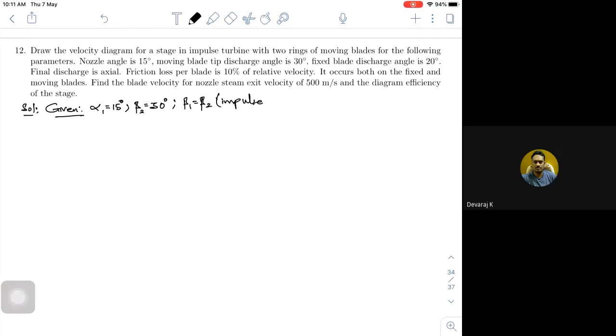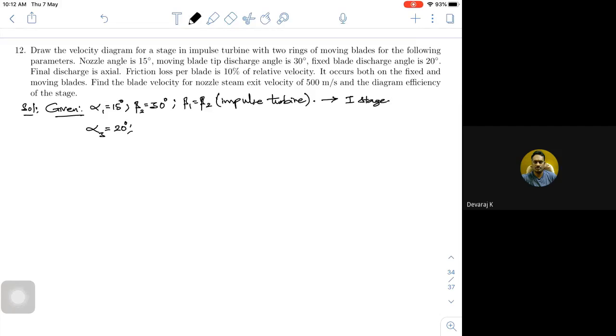Okay. Then it enters the next stage. Fixed blade discharge angle is 20 degrees. That is what it goes out at in the next stage. That is your alpha 2. So alpha 2 means alpha 3. For the first stage, I call it the first row of blades. Then when it comes to the second stage, alpha 1 is what is coming in, alpha 2 is going out, and alpha 3 is what it goes to the next row. So alpha 3 is actually 20 degrees.